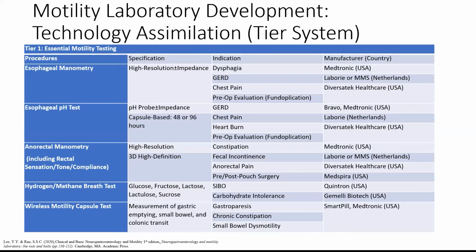And then the wireless motility capsule falls into this tier 1 when you're looking to invest. Not that you have to have all these if you're just starting your lab, but I would highly recommend definitely esophageal manometry, pH, anorectal manometry, and breath testing to make an original financial investment.